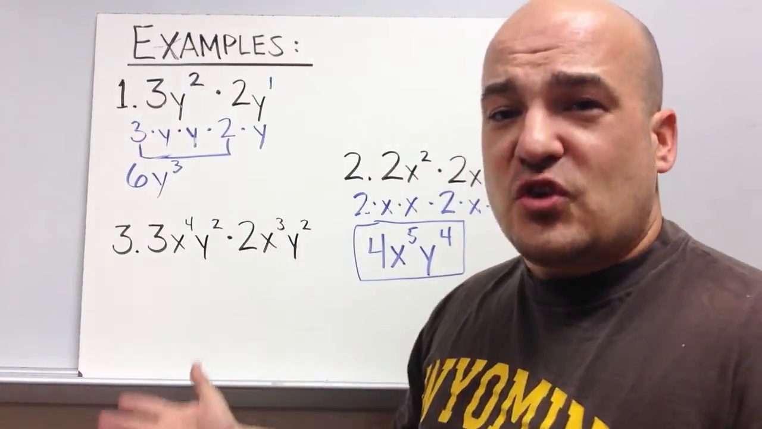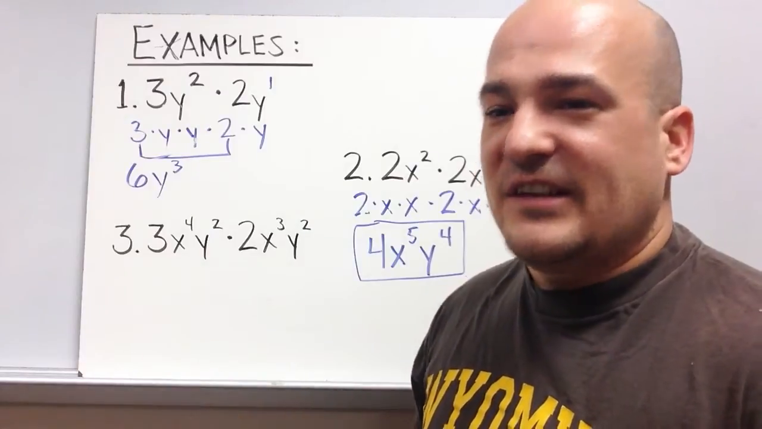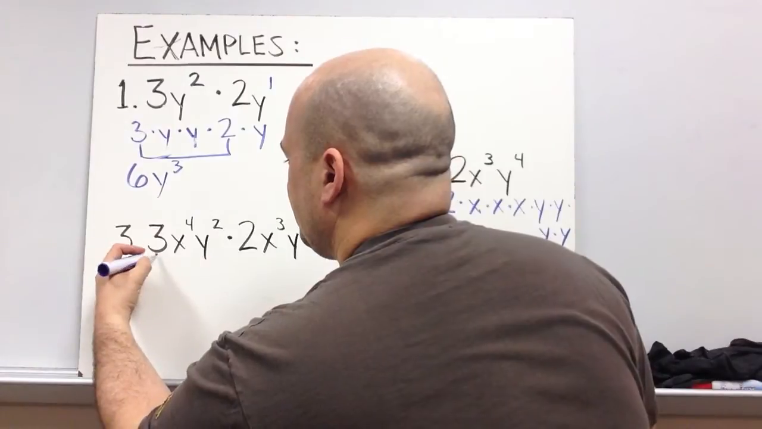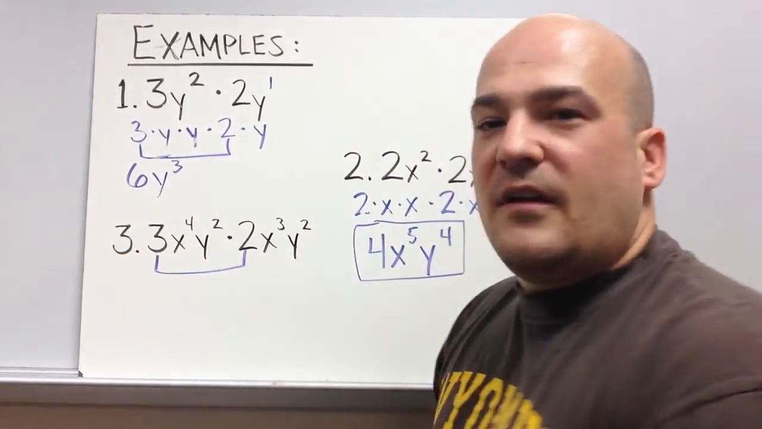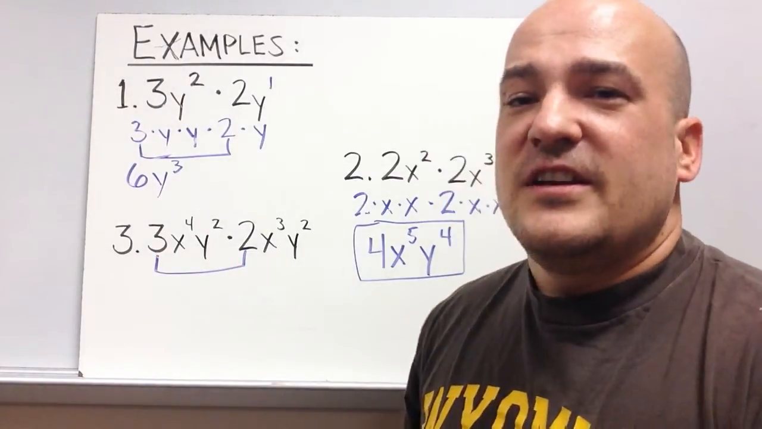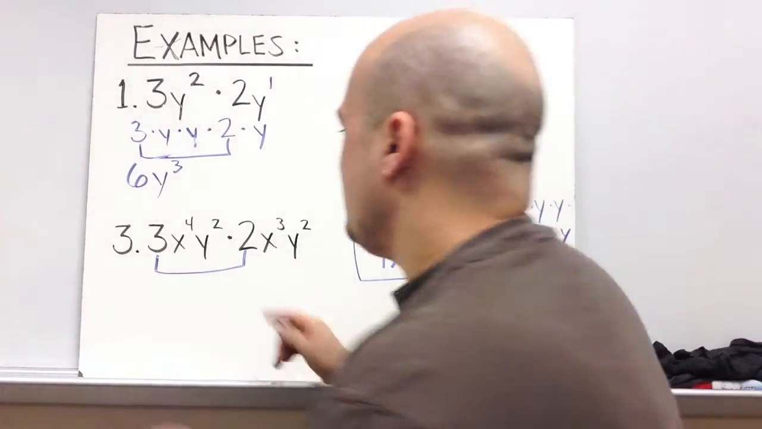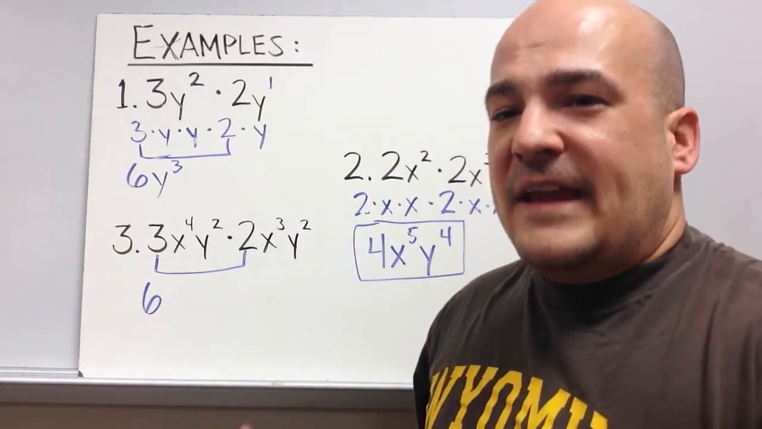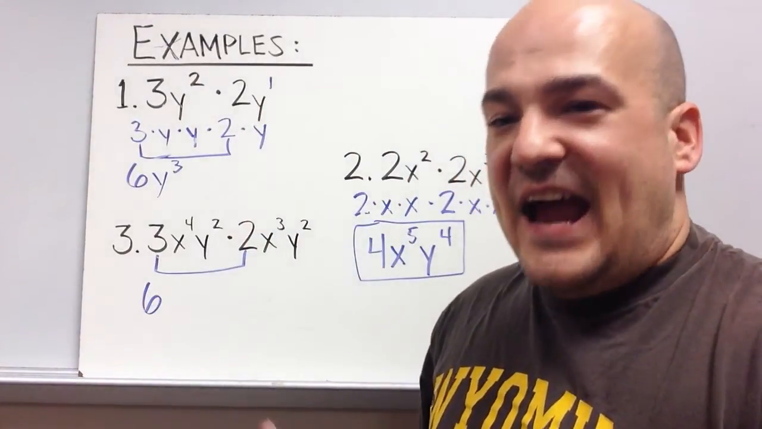This one down here, let's try it without writing everything out. We take our exponents, we multiply them. I said exponents, I'm really sorry. Not exponents, these are your coefficients. Take your coefficients and multiply them. 3 times 2, 6. Now I take my exponents and I add them.